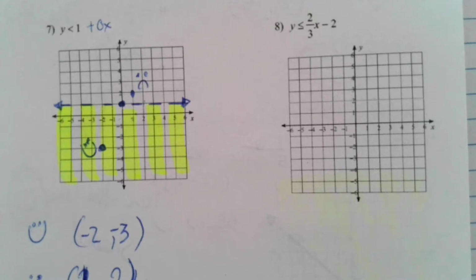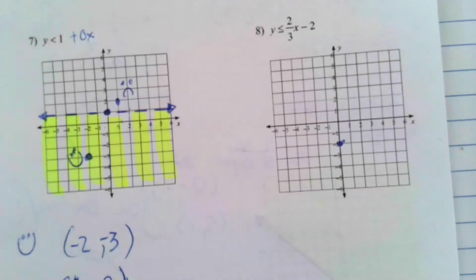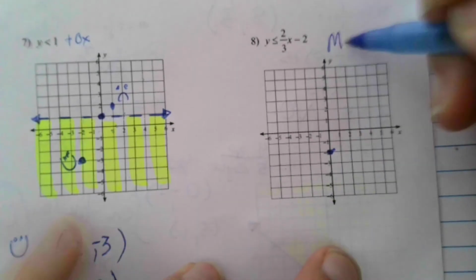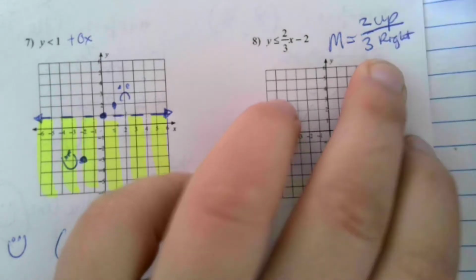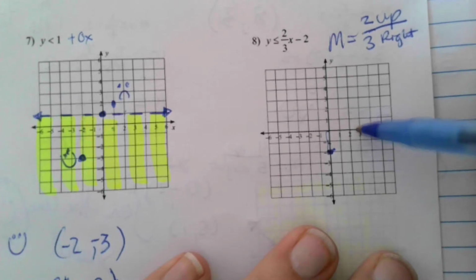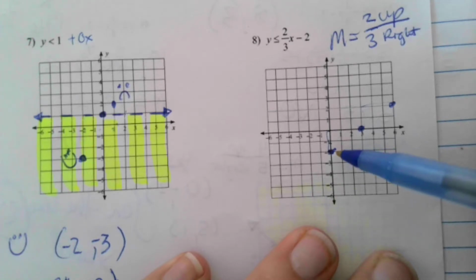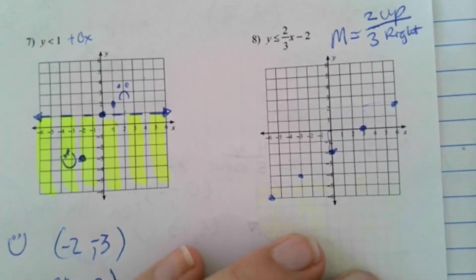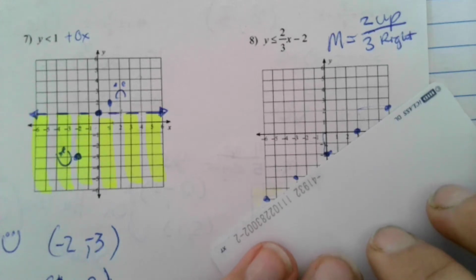What's my y-intercept? -2. Put a dot. Now what? What's my slope? 2/3. That's going to be up 2, right 3. So let's go. Up 2, right 3. I could also flip it and go down 2, left 3. Does it matter as long as I keep the same proportion? Solid or dashed? Solid.